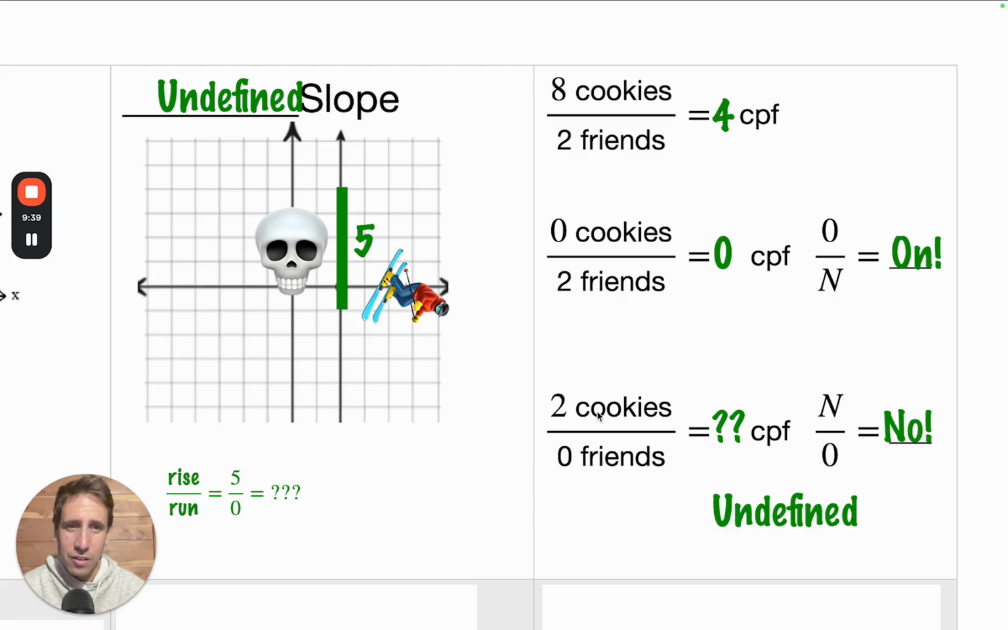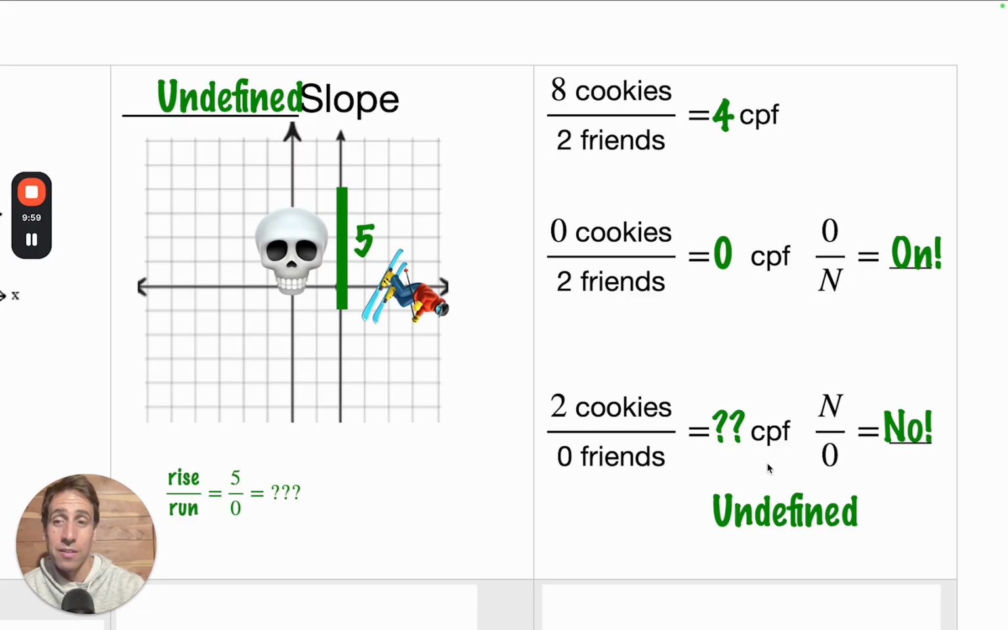And so what do you do with your 2 cookies? You can't produce a number to say how many cookies each friend should get, how many cookies per friend. The way I remember this is any number over 0, no, you cannot produce an answer. We say that this is undefined.